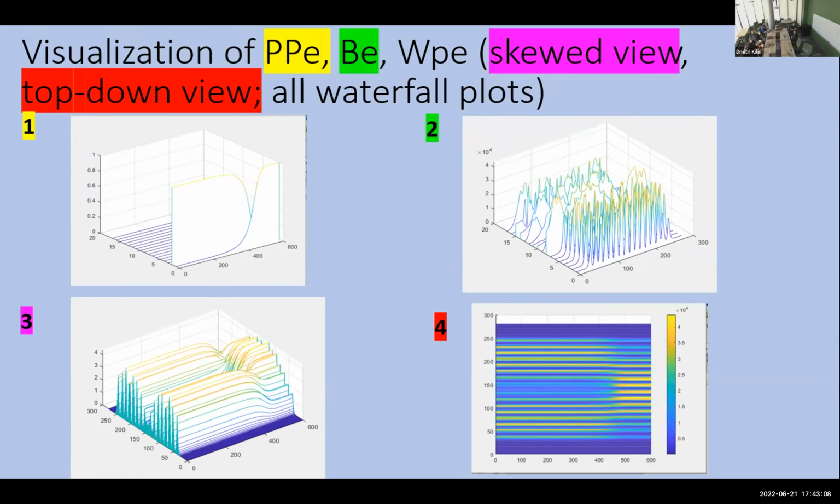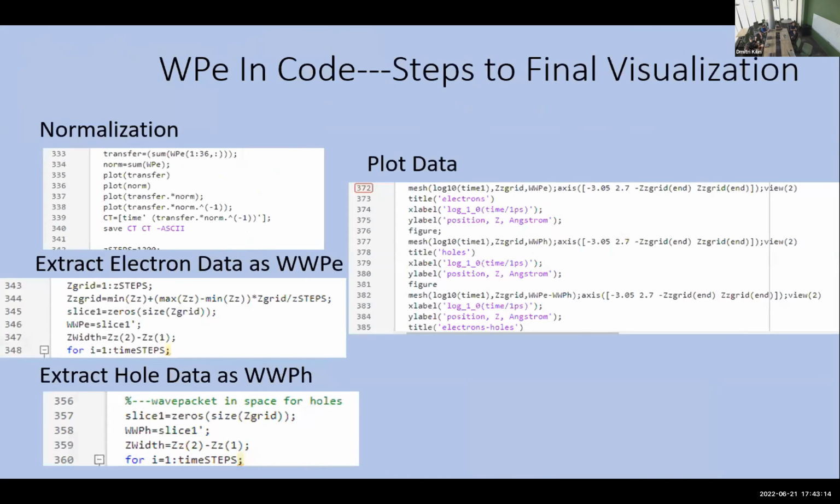This ends up being related to plots we get to see later, but MATLAB processes further before we get there. So after you have your WPE, for the final visualization of the graphs that MATLAB automatically generates if everything's working, it normalizes WPE, extracts some electron data, then extracts hole data, and then it plots the data individually as electron, holes, or both electron and holes.